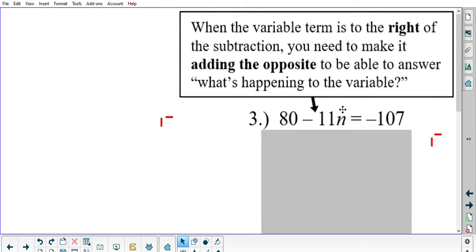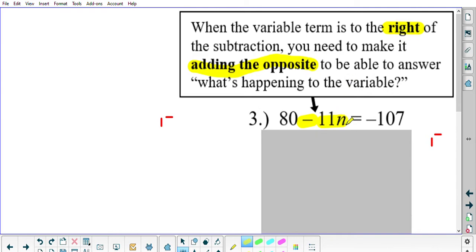When the variable term, which in this case would be the 11n, that's the term that has the variable, when that term is to the right of the subtraction symbol, you can see the subtraction symbol right here, and this variable term is to the right of it, then in order to answer what's happening to the variable, we have to make it adding the opposite right away. Now, if you're like, what? Let me explain to you.